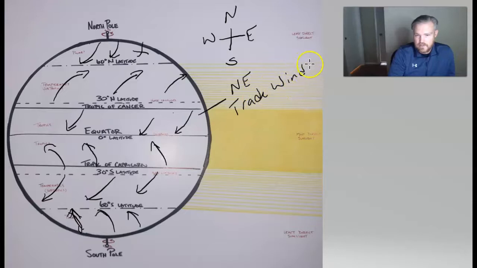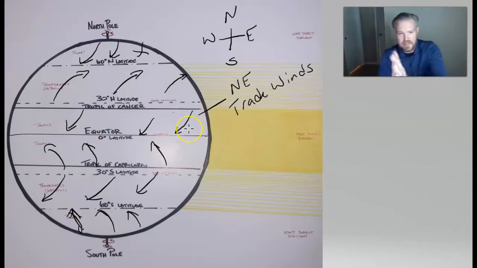We call them trade winds because in the early shipping days, they used these winds to travel basically from Europe over to the Americas. You could get in these northeast trade winds and they would bring you down to the southeast, right?